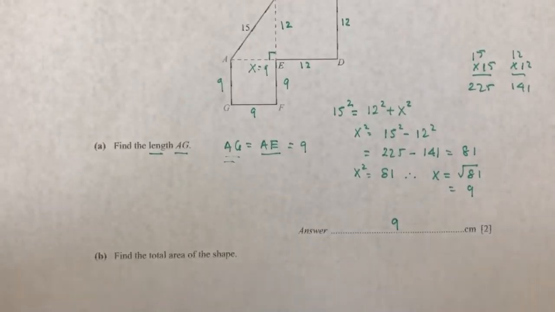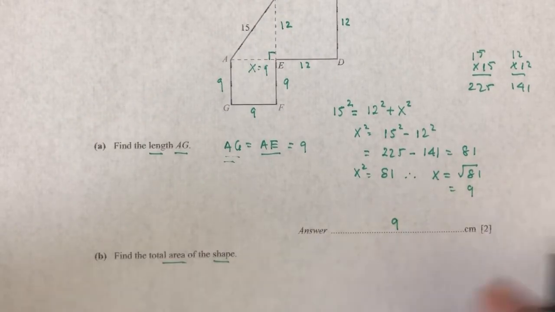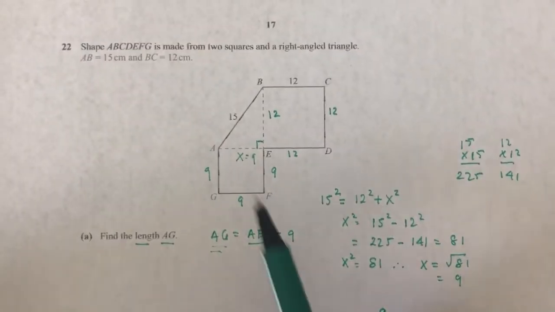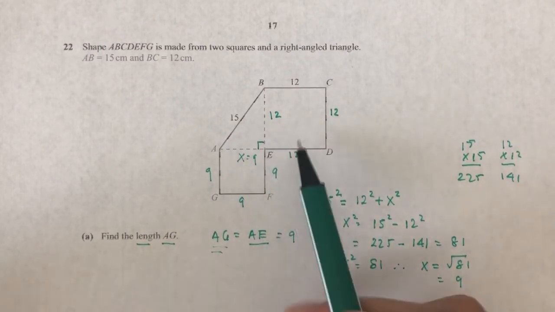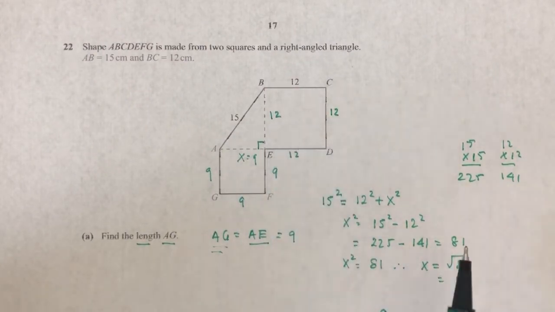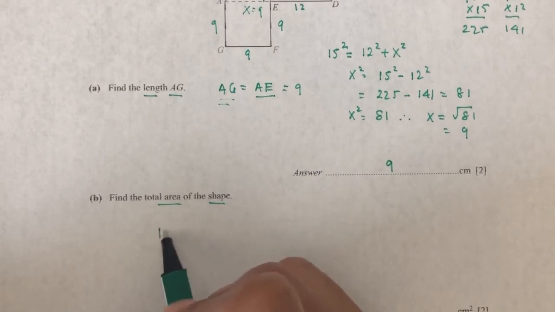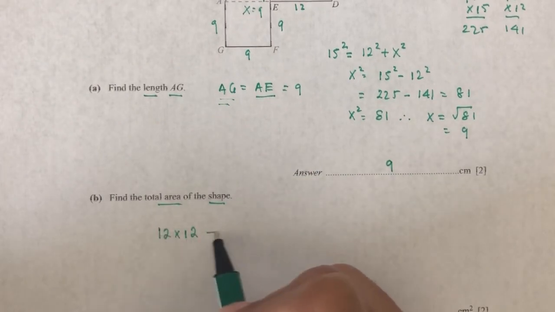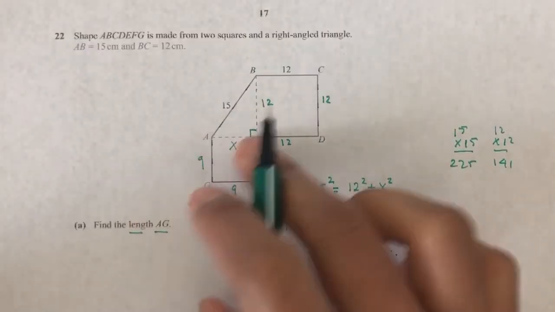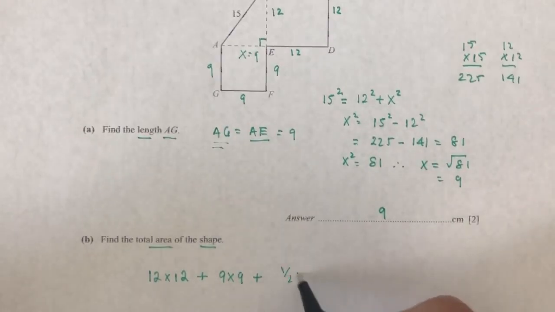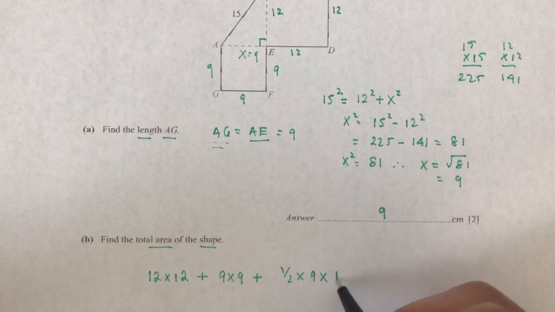So part B, find the total area of the shape. As we can see, we have the area of a square, a square, and a triangle. So let's do it one by one. What is this area? It is 12 times 12. That's the first one. 12 times 12 plus, what is this one? 9 times 9 plus, the last one is a triangle, which will be half times base times height. So half times the base, which is 9, and times the height, which is 12.